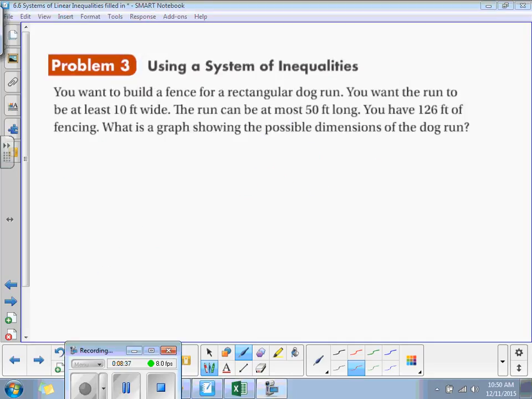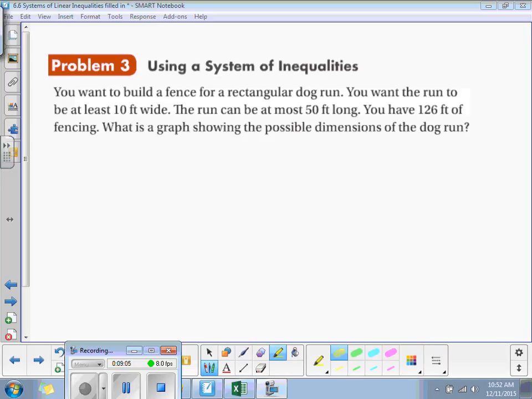All right, problem 3 is using a system of inequalities. You want to build a fence for a rectangular dog run. You want the run to be at least 10 feet wide. The run can be at most 50 feet long. You have 126 feet of fencing. What is a graph showing the possible dimensions of the dog run?